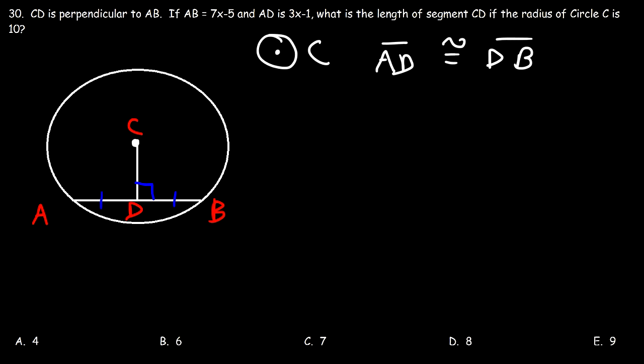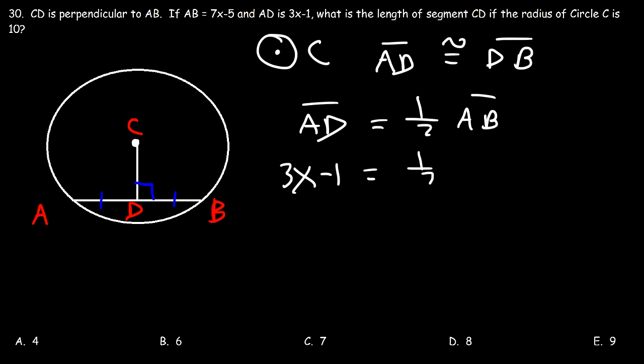So what can we do with this information? Well, first, we need to calculate the value of x. Let's say if AD is 5, DB is 5, and AB has to be 10. So therefore, AD is 1/2 of AB. 5 is 1/2 of 10. So AD is 1/2 of AB. Now, AD is 3x minus 1, and AB is 7x minus 5.